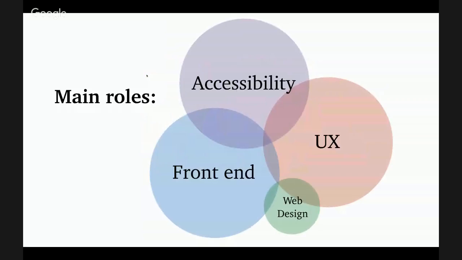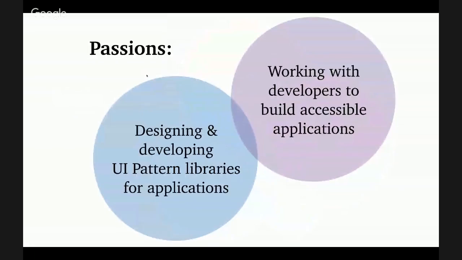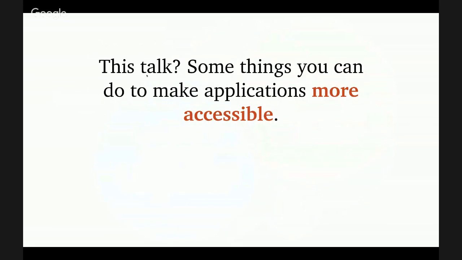I'm going to tell you very briefly about my role, just because it plays into some of the stuff I'll be talking about. The main roles I have are in accessibility, in UX, and to some degree in front end. But my two main passions are designing and developing UI pattern libraries for applications and working with developers to build accessible applications. I work in a lot of places like major banking corporations, and this talk is basically about making some of these components more accessible.